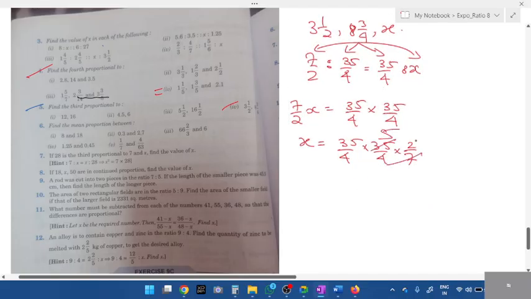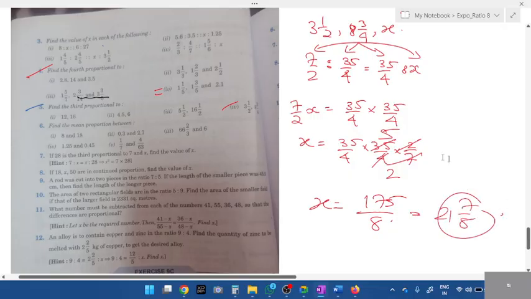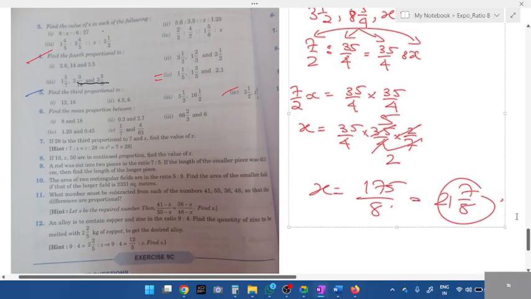Ones are, fives are, ones are, twos are. What's the answer, students? 175 by 8. Is it correct in the textbook? Are they given in mixed fraction? Fraction. Very good. 21 7 by 8 is the answer. Any doubts in fourth proportion and third proportion? All of you remember fourth and third?